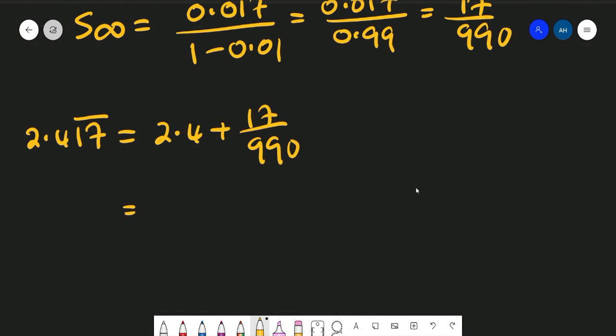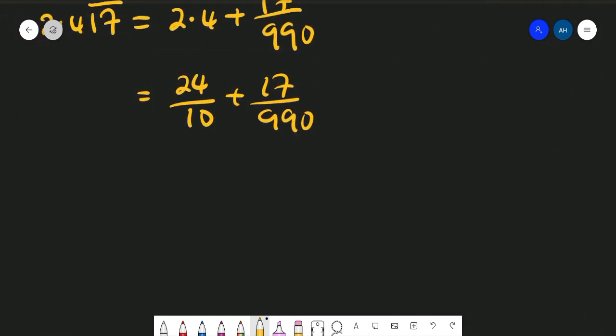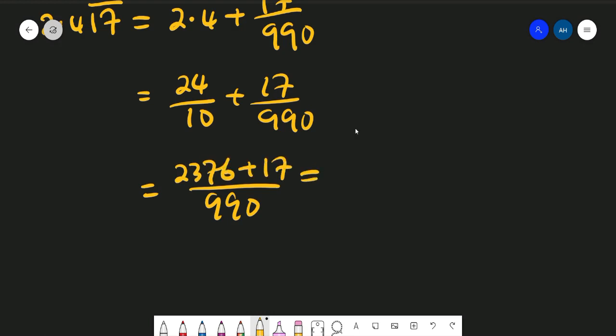In terms of fractions, this is equal to 24 over 10 plus 17 over 990. Okay, now let's take a common denominator, that is 990. Now let's multiply 24 by 99. We have 2376 plus 17, and that will be equal to 2393 over 990.